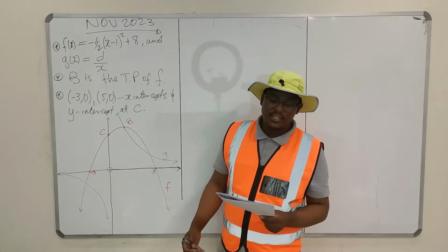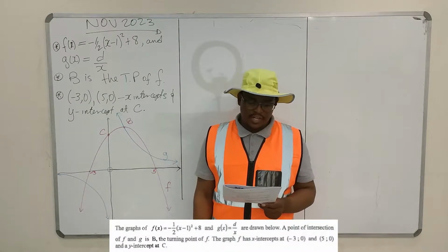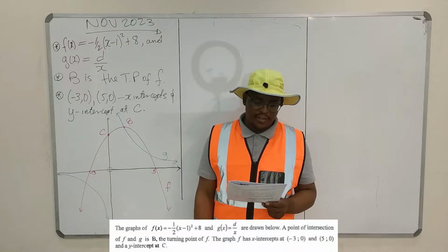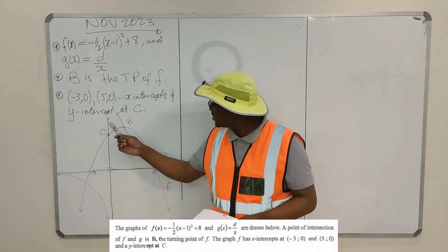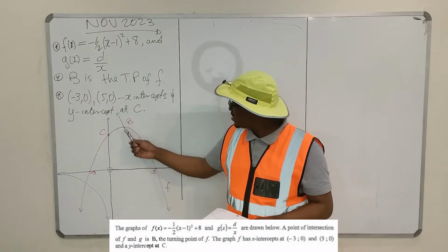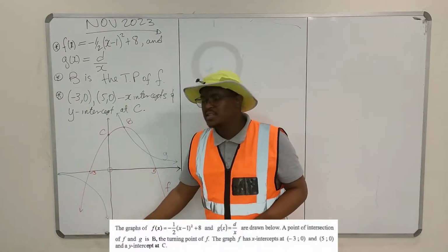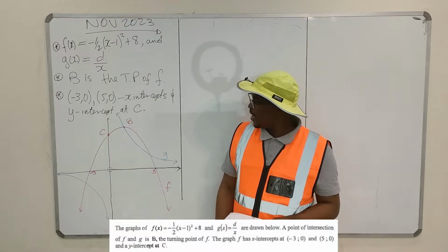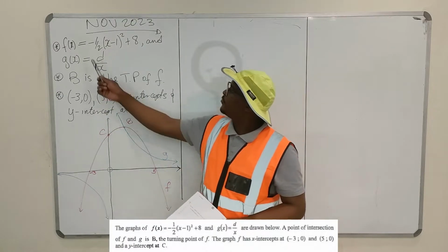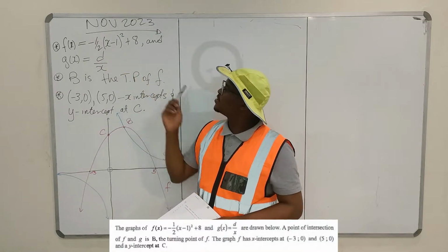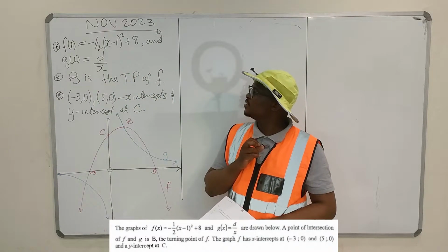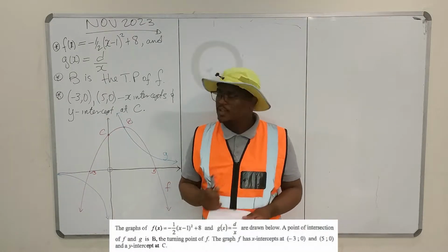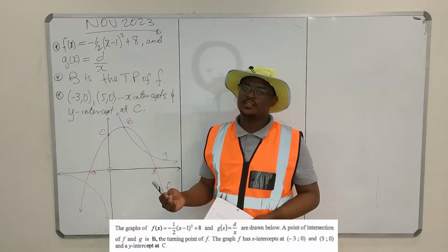So let's read the statement. Question 5 reads as follows. The graphs of F and G are drawn below. So here F is the pink one, the parabola, and G is the blue one, a hyperbola. So f of x has this equation. You are given the equation for f, and this is the equation for g. You can see that the equation for g is incomplete.